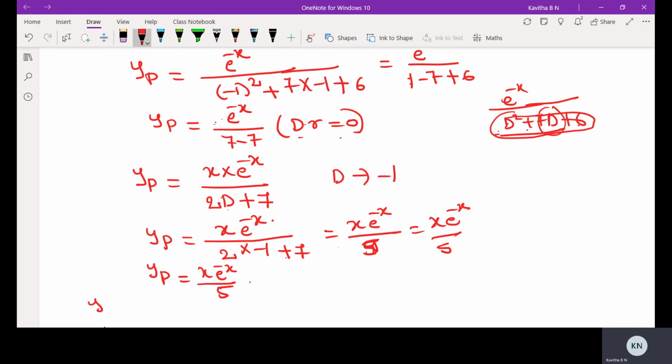Then write down the last step, which is very important. Y is equal to yc plus yp. Then yc is here c1 e to the power of minus x plus c2 e to the power of minus 6x, plus yp is x into e to the power of minus x by 5.